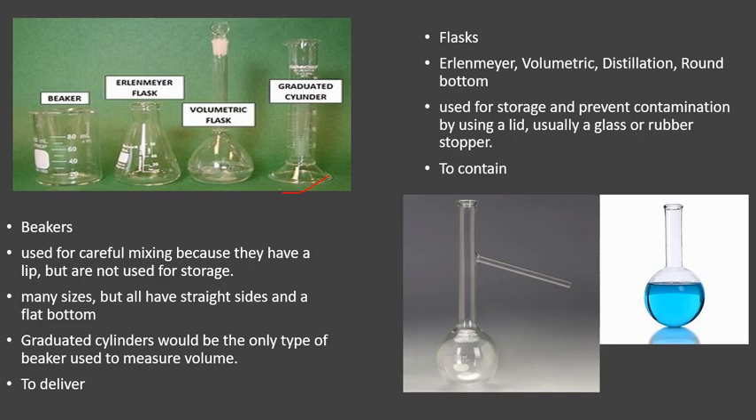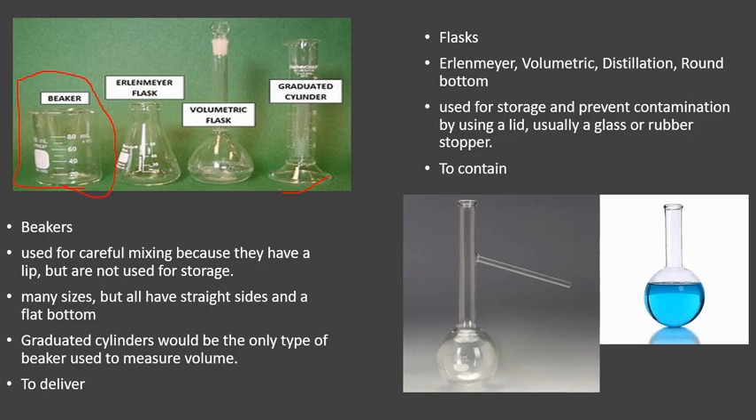So the main difference is beakers are used to deliver while flasks are used to contain. So beakers are used for careful mixing because they have a lip and they are not used for storage. So this thing right here in the top left, that is a beaker. That's what I am talking about. So they have many different sizes, such as a 50 milliliter, 100 milliliter, 10 milliliter, but all have straight sides and a flat bottom.